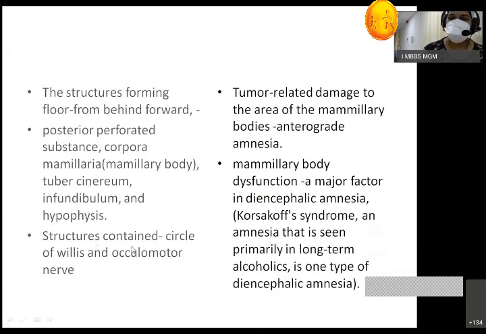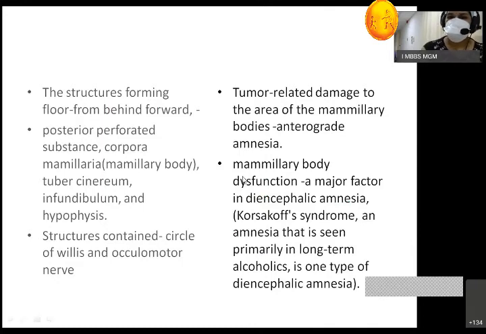Then what are the structures which are contained? In this interpeduncular fossa, there is the circle of Willis and the oculomotor nerve, that is the third nerve. What is the circle of Willis? We'll see in the next slide. So the oculomotor nerve is the third nerve.